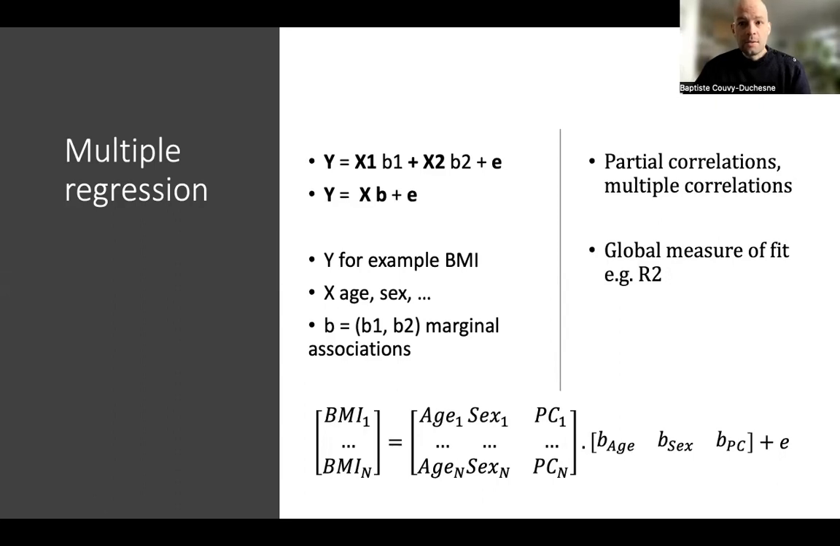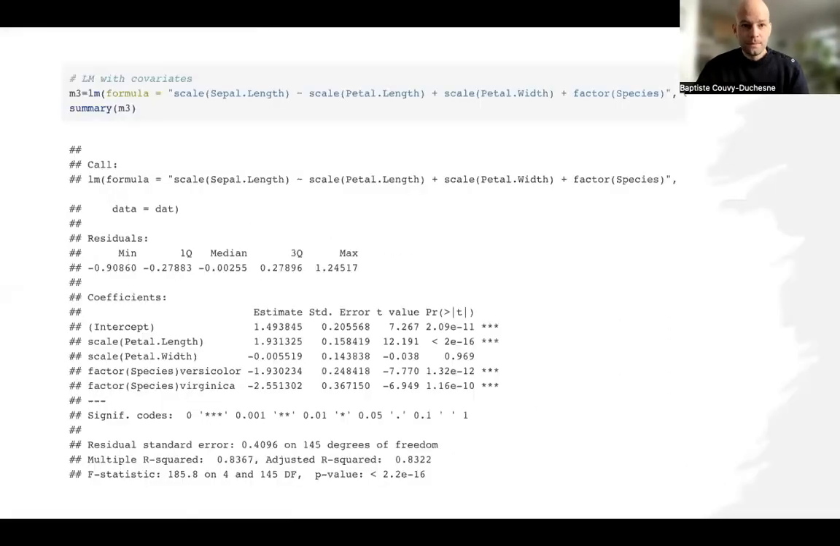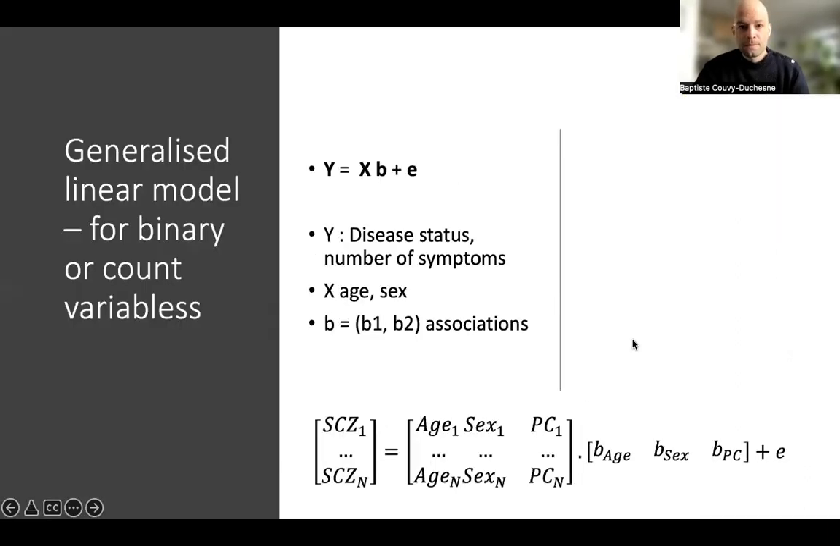This allows us to define what are called partial correlations or multiple correlations. But more interestingly, there is this global measure of fit called R-square, which I'll come back to in a moment, but is important because it can summarize the association between Y and several X variables. Okay, let's have a look at this. Here we fit a model with several covariates. Some are continuous, such as petal length and petal width, and then species is discrete, so we have one estimate per species compared to a reference class. So here we have several estimates and then a multiple R-square for the model.